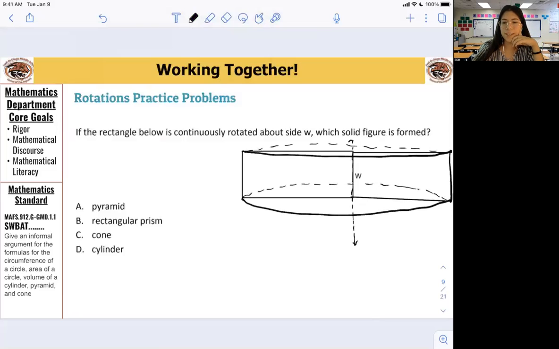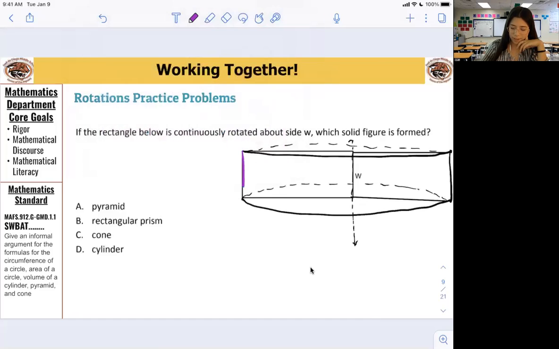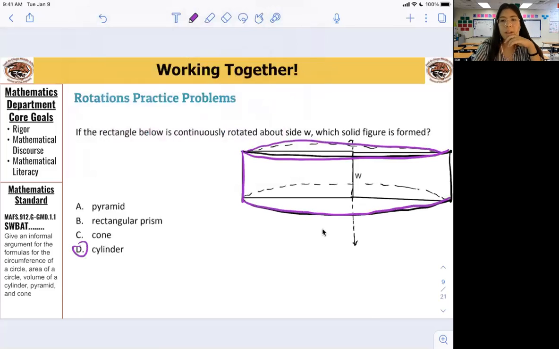You think of cheese, like a block of cheese. That works too. Whatever works for you, works for me. So either way, no matter how you do it, with a rectangular prism, you're always going to end up getting a cylinder. Any final questions on rotations?